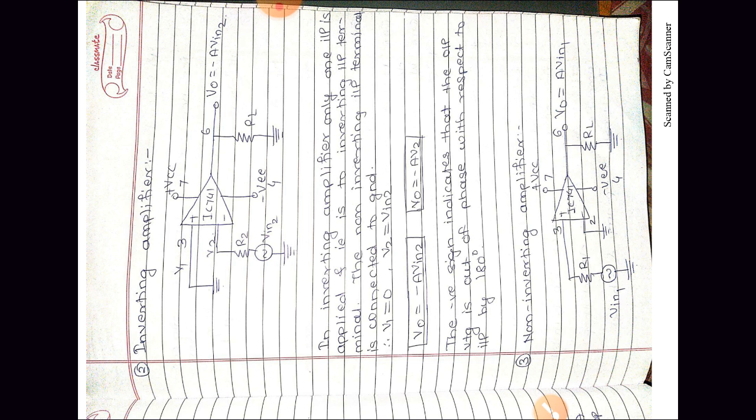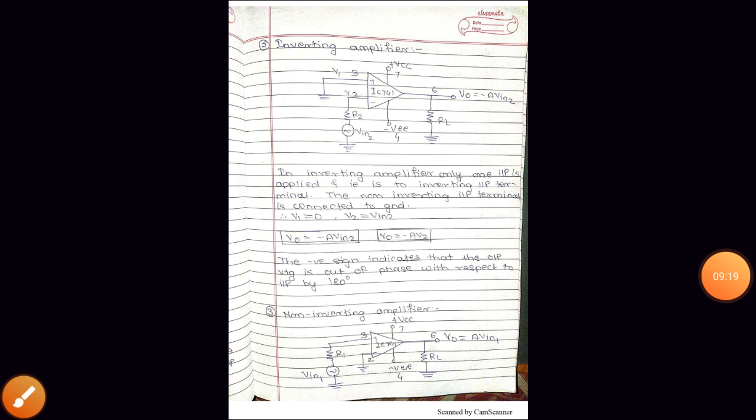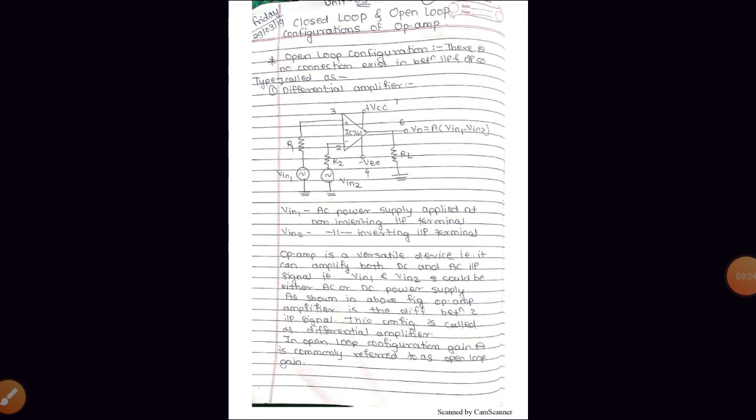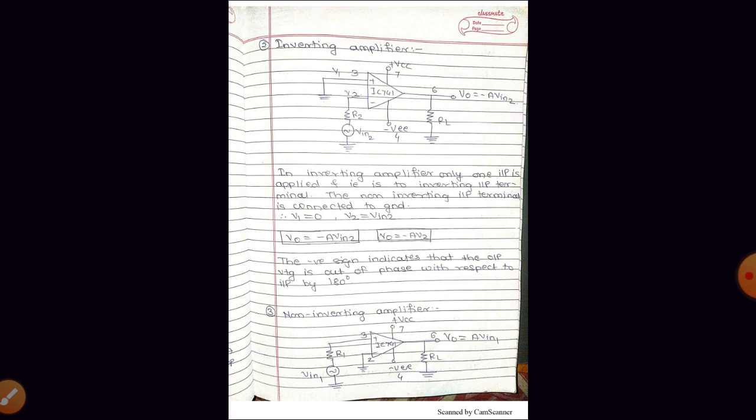These are the open loop configurations, that is the inverting amplifier and non-inverting amplifier. These are the basic two configurations. As well as these, there is the differential amplifier, which works according to the definition of a differential amplifier.